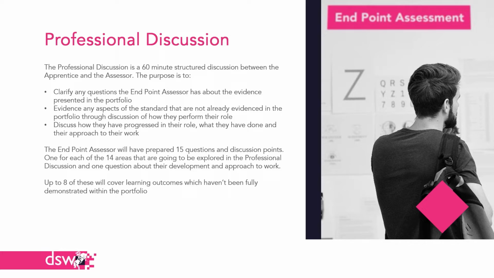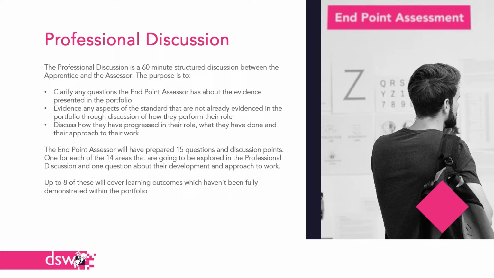Professional discussion. The professional discussion will be in the form of a structured discussion between the apprentice and endpoint assessor. The aim of the discussion is to explore what's been produced in the portfolio, how it's been produced and how well they're performing in their role. There will be 15 discussion points, and the professional discussion will explore evidence for 14 criteria.